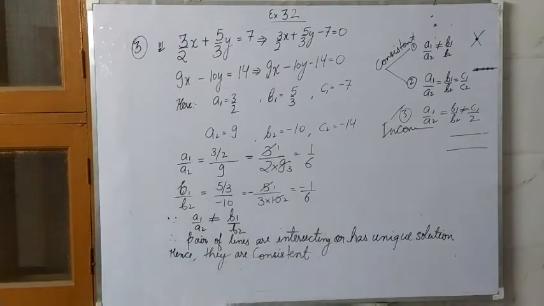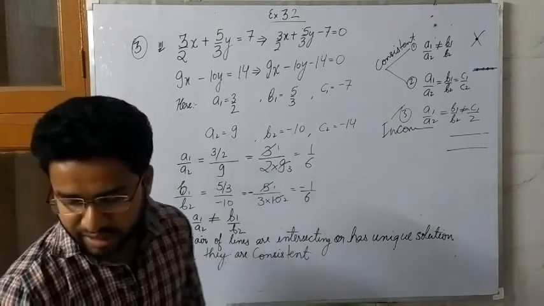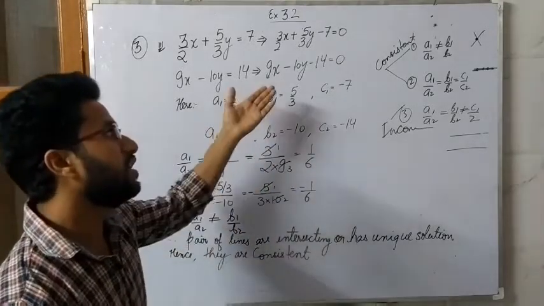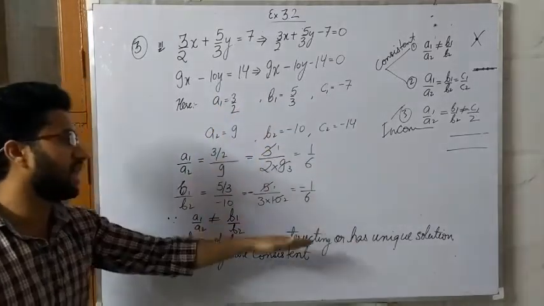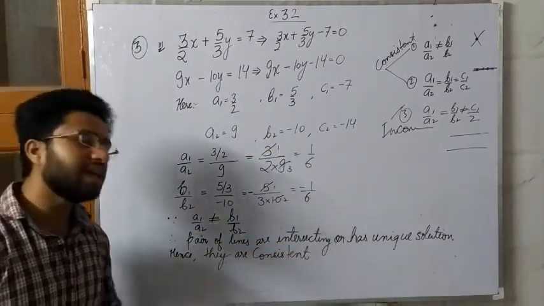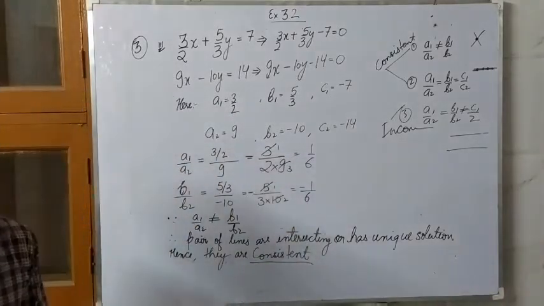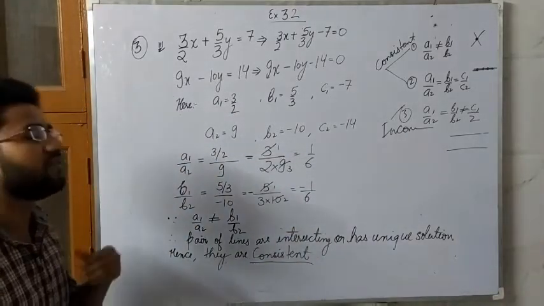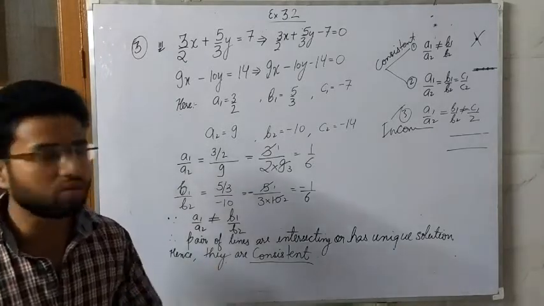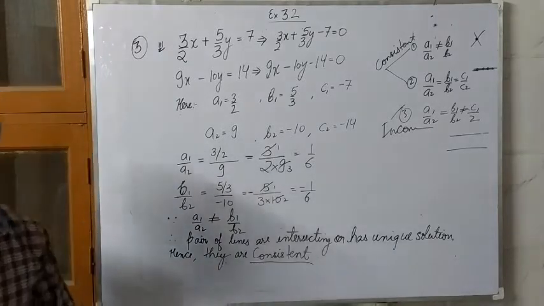Now come to question number 4, right? In question number 4 also, what you are supposed to do, you need to check the consistency of the following pair of linear equations. So again, you will check like this only, and if the pair of lines are consistent, then what you need to do, you need to draw their graphs also, right?